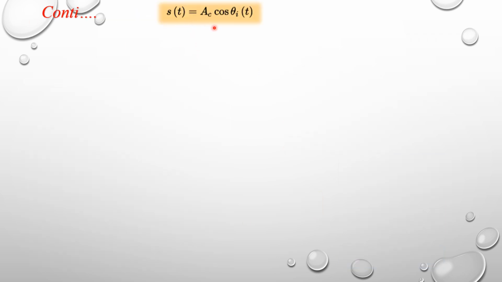s(t) is equal to Ac cos θi(t). So this is the FM modulated wave equation. Ac is the amplitude of the carrier signal, and θi is the phase angle. So here we have to find out θi(t) with respect to the instantaneous frequency.